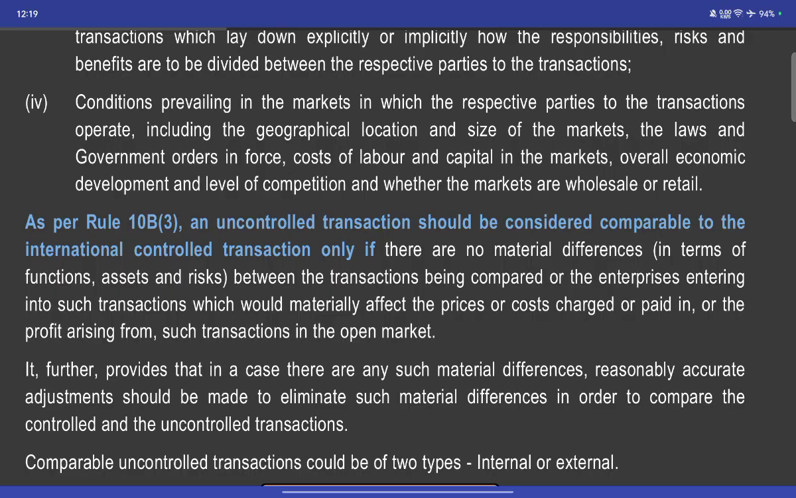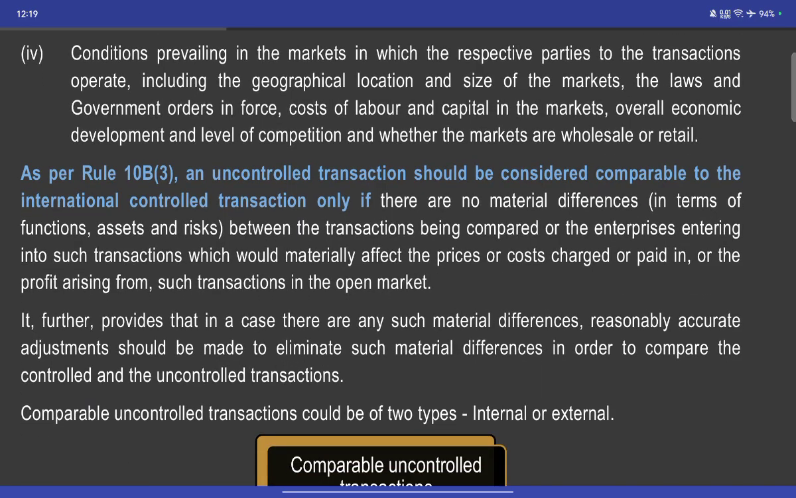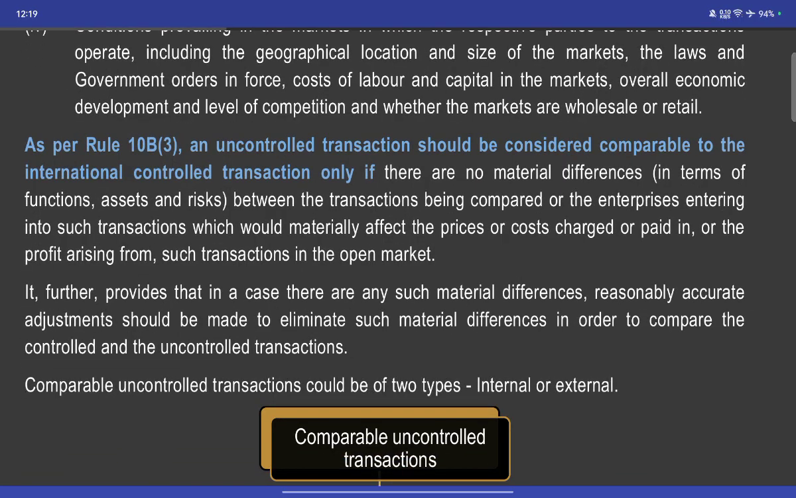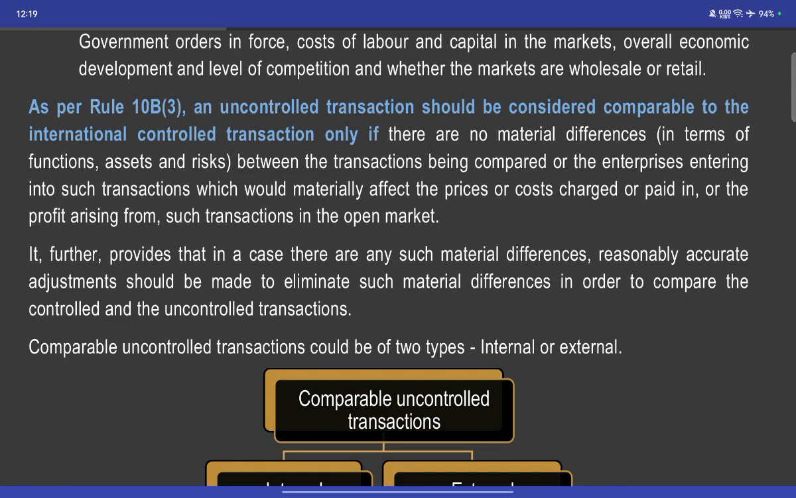Conditions prevailing in the market in which the respective parties to the transaction operate, including geographical location and size of the market, the laws and government orders in force, the cost of labor and capital in the market, overall economic development, and the level of competition, whether the market is wholesale or retail.